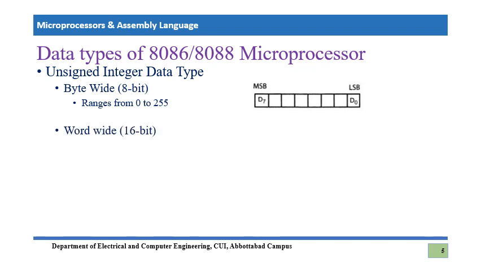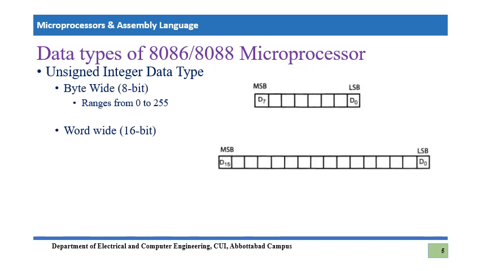Now let's consider another type of unsigned integer data type, and that is word-wide. If you remember, a word means 2 bytes of information, or in simple words, 16 bits of information, numbered from D0 to D15. The least significant bit will be D0, and the most significant bit will be D15.